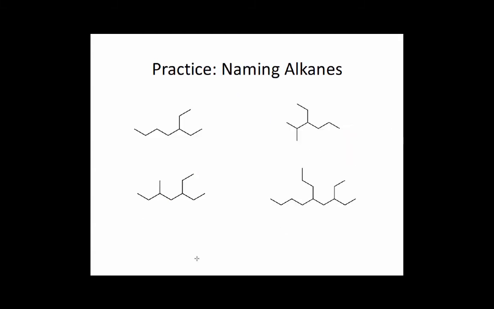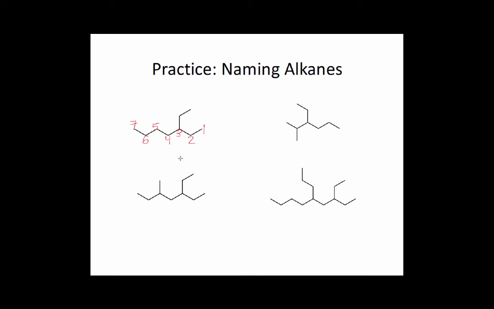So let's name a couple of these. Let's start with this one in the top left. We're going to count our longest chain. We have 1, 2, 3, 4, 5, 6, 7 carbons. And if we went the other way, we would still have 7 carbons, so it doesn't really matter which one we choose, this top arm or this bottom arm. So we'll choose the bottom one. And we have a choice. Do we start numbering from the left or from the right? We're going to number it from the right because we want the substituent to have the lowest possible number. So we're going to call this one number 1, and this one number 2, 3, 4, 5, 6, 7.